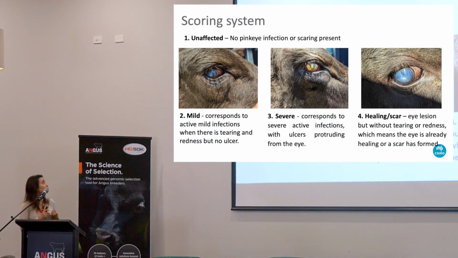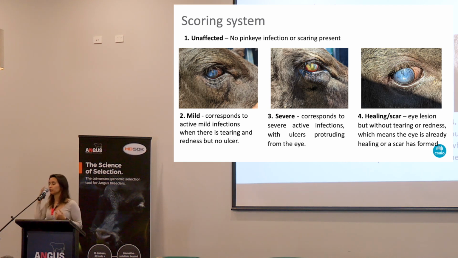So we have 1 for unaffected cattle, so no signs of pinkeye. We have 2 for mild cases, so that's an active infection with tearing, redness, but no ulcers. We have number 3 for severe cases, clearly severe, with ulcers protruding from the eye. And then we have score 4 for animals that are healing, so it's not an active infection anymore.